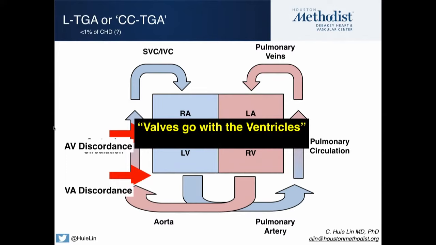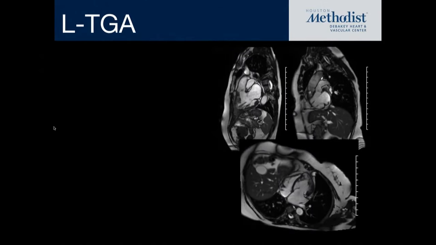One of the key phrases to remember is that the valves go with the ventricles. So the AV valves, the mitral valve and the tricuspid valve, are named according to the ventricles. This is also commonly called L-looped ventricles with L-transposed great arteries. So this is a typical version of one of our LTGA cardiac MRIs.